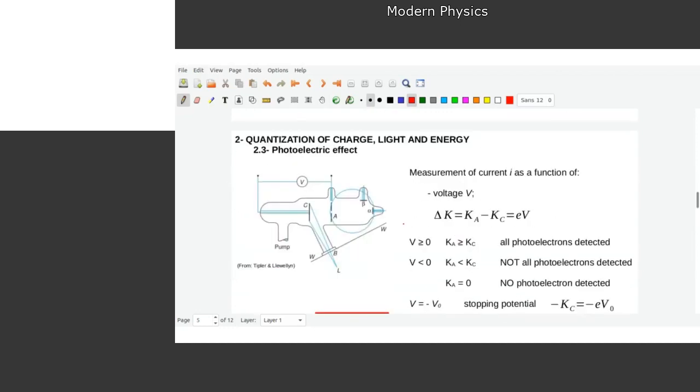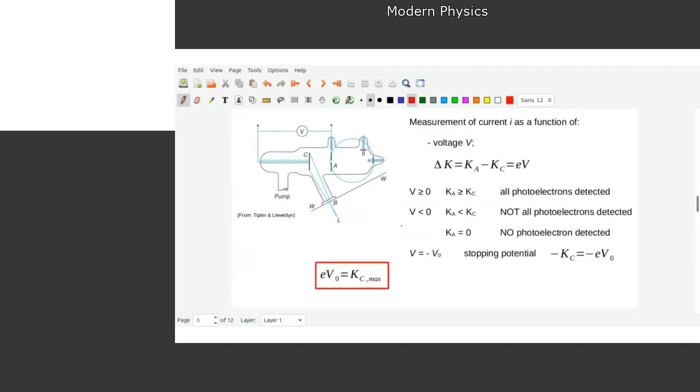And so first let us explain what is expected when we vary the voltage between the electrodes. So the electron, let's say the voltage is positive. The electrons emitted here are attracted to the anode.